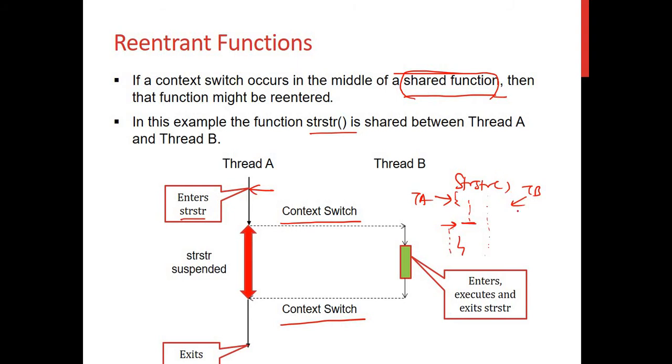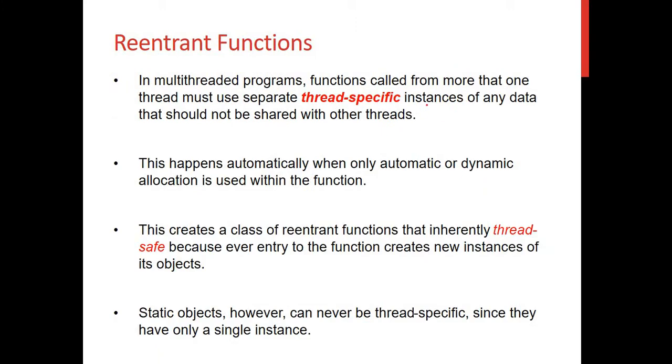For shared data, shared variables, we saw the idea of mutex. If you recall, we can use mutex to lock and unlock if I have a shared data structure between two or more tasks. But for a shared function, what do I need to do? I need to make sure that these are thread safe. That means they must only use thread specific instances of any data, so that it is not shared with any other threads.